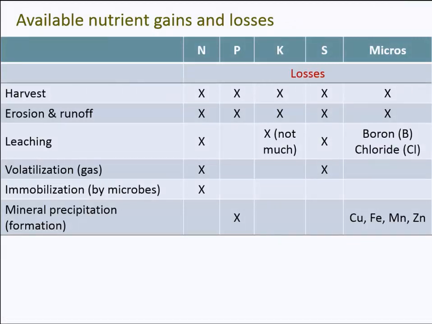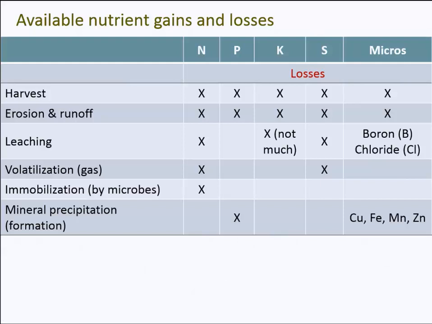So this is a table that shows available nutrient gains and losses. This first part of the table focuses on losses for nitrogen, phosphorus, potassium, sulfur, and micronutrients, and basically shows that harvest and erosion and runoff occur for all of these, but leaching only occurs for a few of them. So nitrogen, not much potassium, sulfur, boron, and chloride, not all of the nutrients will leach, and phosphorus sticks so strongly to the soil it generally does not leach in Montana.